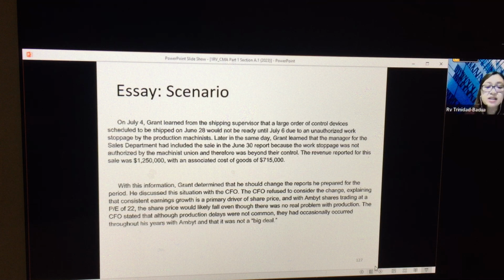With this information, Grant determined that he should change the reports he prepared for the period. He discussed the situation with the CFO. The CFO refused to consider the change, explaining that persistent earnings growth is a primary driver of share price. And with Ambit shares trading at a price-earnings ratio of 22, the share price would likely fall even though there was no real problem in the operation. The CFO stated that although production delays were not common, they had occasionally occurred throughout his years with Ambit and that it was not a big deal.